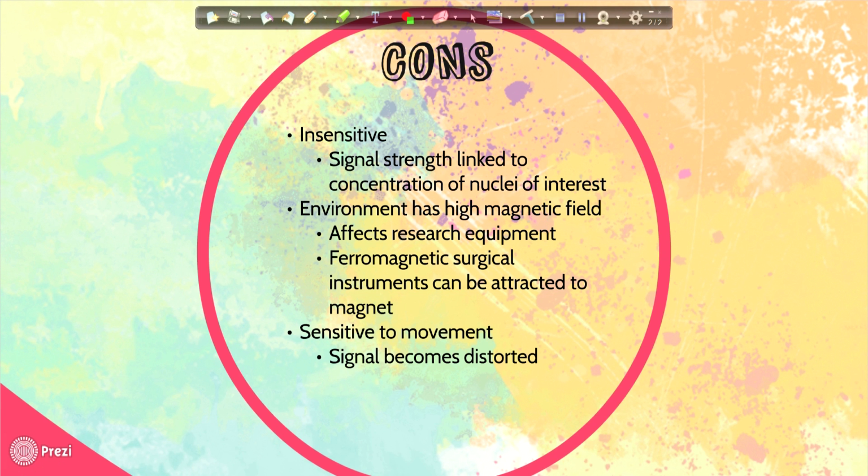However, this method is not without its drawbacks. It is quite insensitive. The strength of the signal generated is highly dependent on the concentration of 13C nuclei present in the sample. This can be overcome by strengthening the magnetic field or by using a hyperpolarized substrate as mentioned earlier. 13C NMR spectroscopy also involves working in an environment with a strong magnetic field.